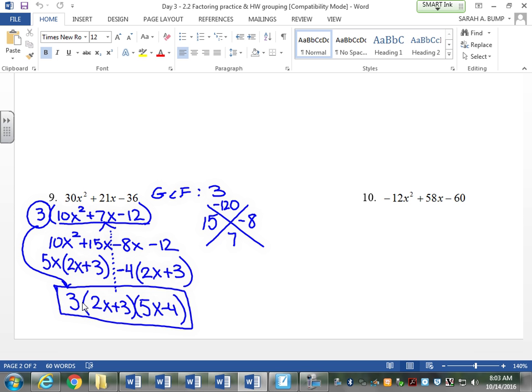So this is called the grouping method. It's another strategy for factoring quadratic trinomials that have a lot of factors for A and C, and guessing and checking is taking too long.